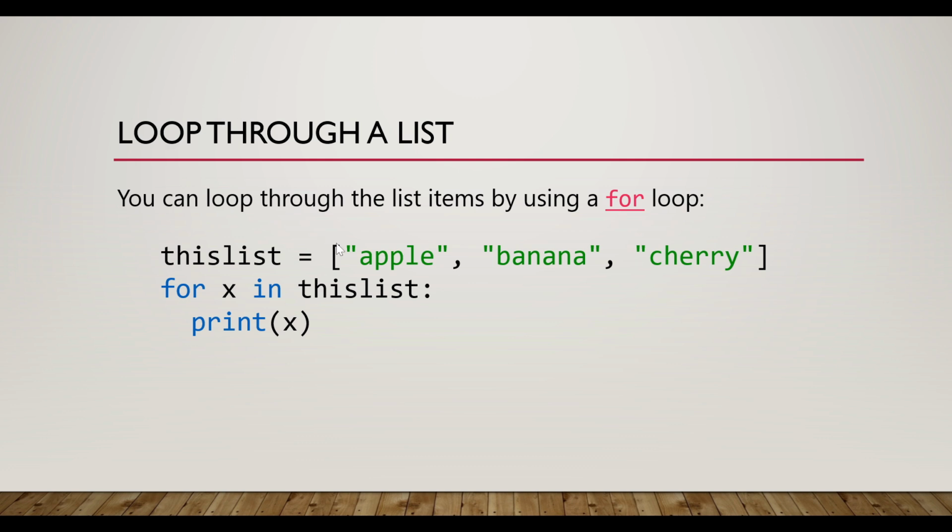Let's look into this slide. Here, you can loop through the list items by using a for loop. I have a list containing apple, banana, and cherry. First, for x in this list, this x means the item. In this list we have three items. For your understanding, I will change it to item. For x in this list means print x.